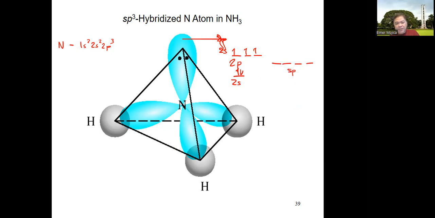So when I form the sp3, how is the distribution of the electrons here? I have two here, and then I have one each. So what does it mean? How many orbitals can I have that can share with another orbital that has an unpaired electron? Three. So this could be represented by 1, 2, 3. Now, where can I find this already filled up or paired electron?